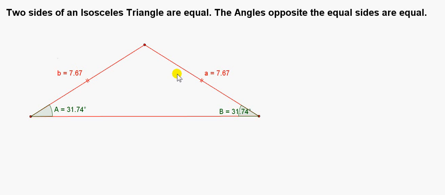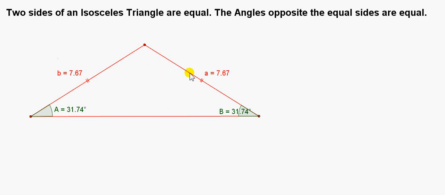Two sides of an isosceles triangle are equal, so the ticks on the sides indicate the two equal sides. Now the third side does not have to equal the two sides. If all three sides are equal, we have what is called an equilateral triangle, and we will cover that in another video. For now, we just need two sides to be the same. The third side can be any length.